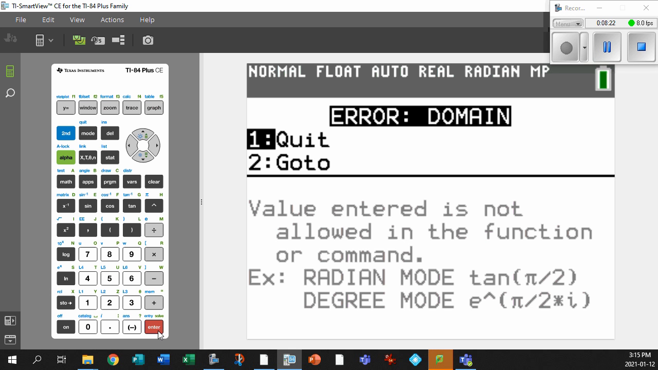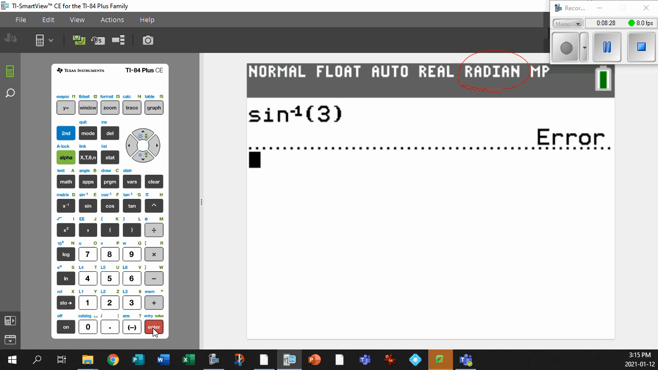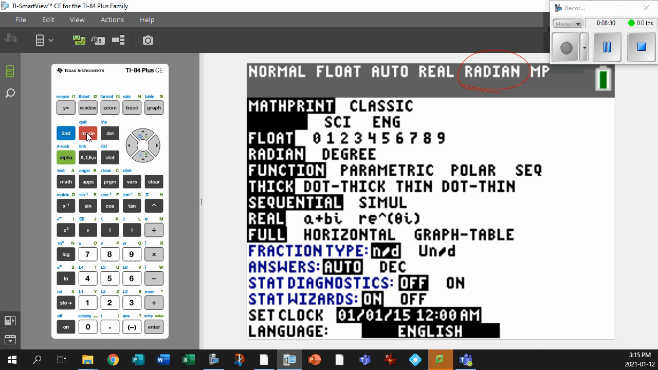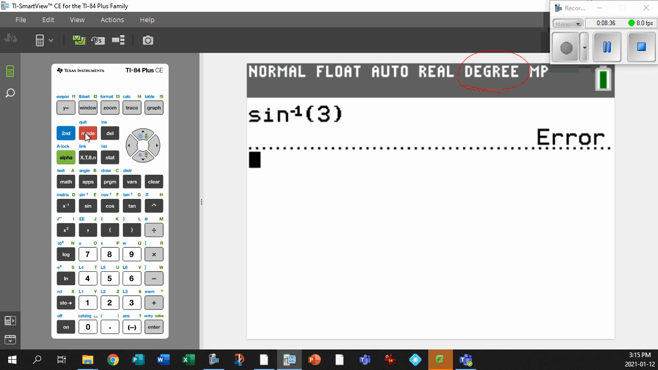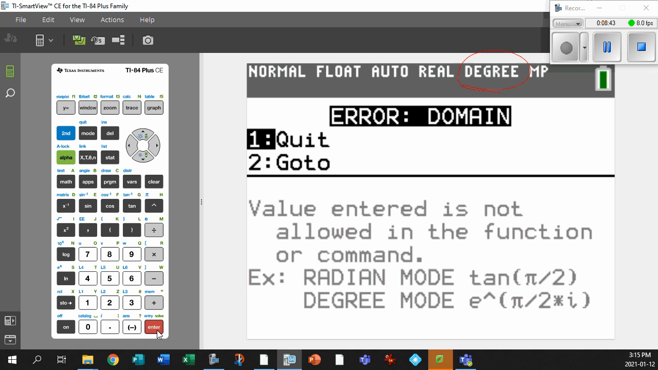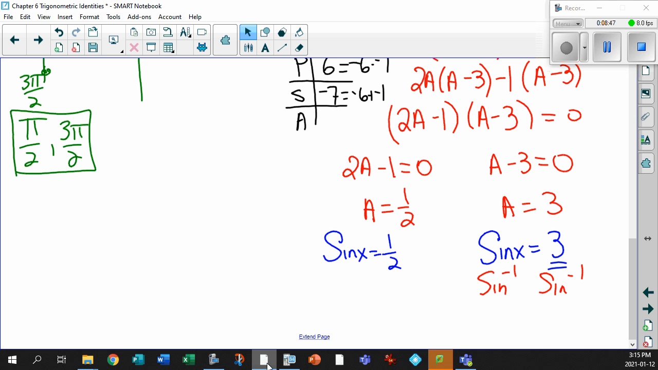Why? Oh, I know what you're saying. Oh, it's because we're in radians. We have to convert it back. Okay, so let's convert this. Let's flip this over to my mode. I'm going to flip it over to degrees, and away we go. That should work now, right? Okay, so I'm going to go second inverse sine of 3, and look, oh, I get the same problem. Think about it. Sine can never be bigger than 1.